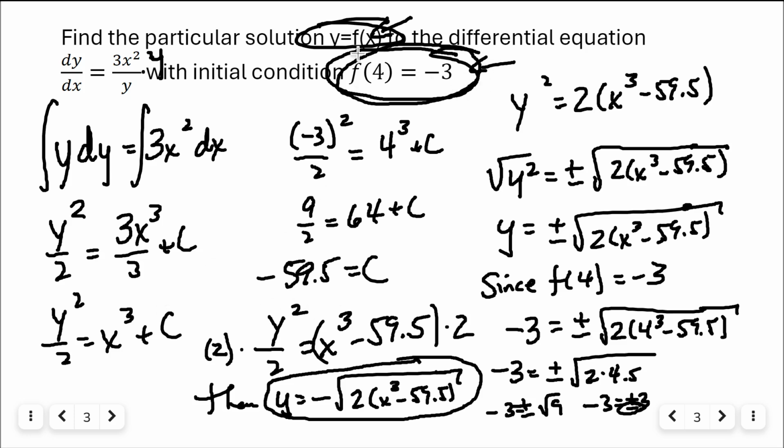So we ended up using the initial condition twice here. We used it once to find C, and then once to figure out which portion of that circle, so to speak, we were on. All right. Okay, so let's try another one.